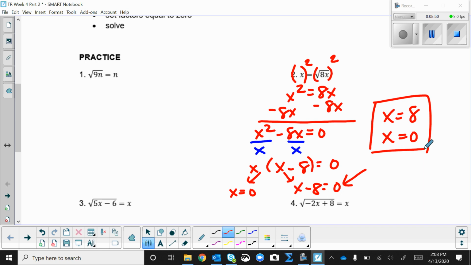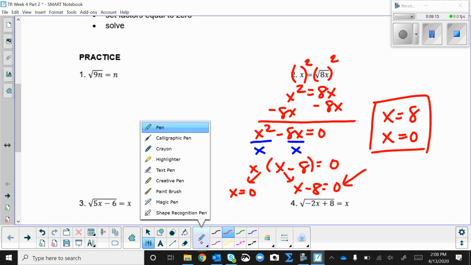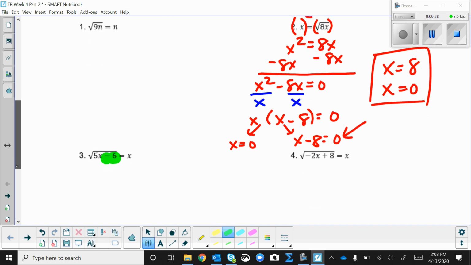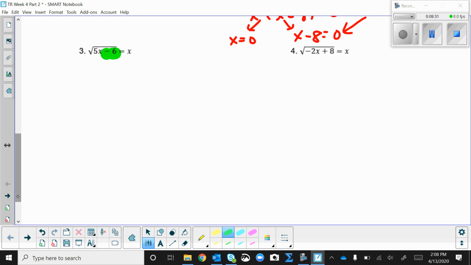Let's move on to number 3. You'll notice that this number 3, if you're comparing it to number 1, they both still have a radical on the left, and they both have a single variable on the right. But what's different about the stuff inside the radical, the radicands? What's different in there? Hopefully you noticed that in number 3, there's a second term inside the radical. There's a -6. Okay, this gives a whole different flavor to the problem. But the basic steps are the same.